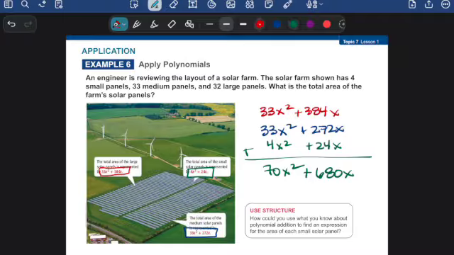So a quick little typo. The large panels, it says 32, but then in the graph it says 33x squared. So either one, if we're going to say that's 33, then that's fine. Then our answer would be 70x squared. If we're going to change this expression and make it 32x squared plus 384x, then our answer would be 69x squared. So that was just a typo. I changed it to 33.